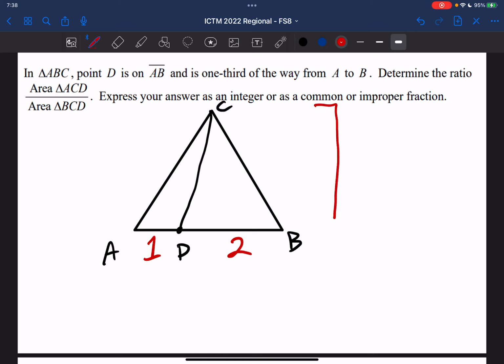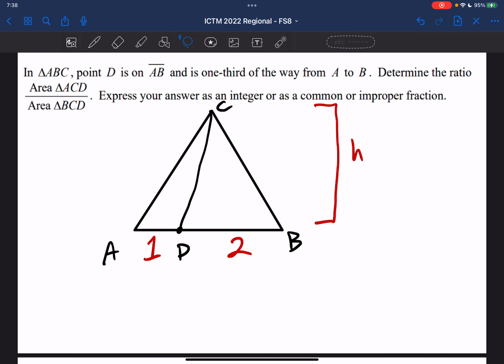Now we don't know what the height is, but frankly we don't need to know what the height is, because the area of triangle ACD, well, that is going to be 1/2 the base, which is 1, times the height, which is h. And then on the bottom, the area of this triangle is 1/2 the base, which is 2, times the height.